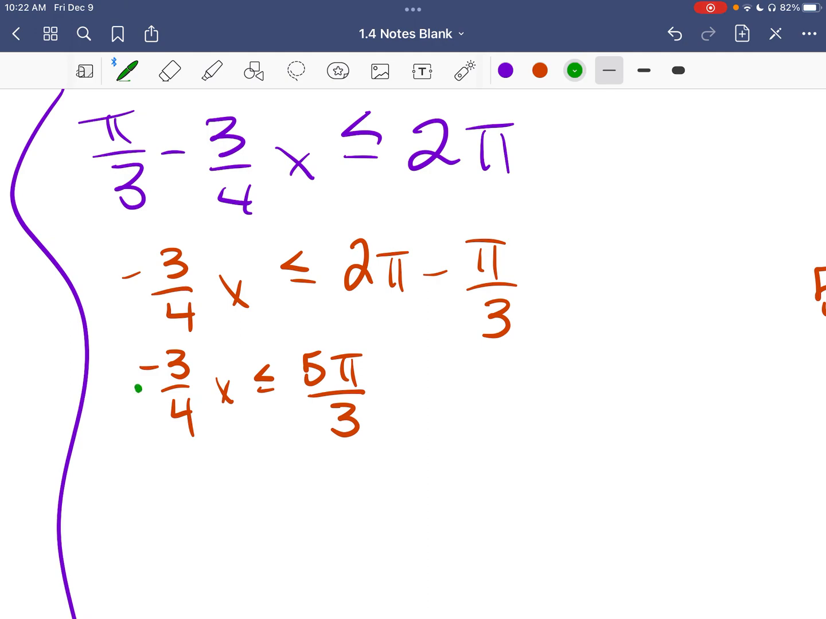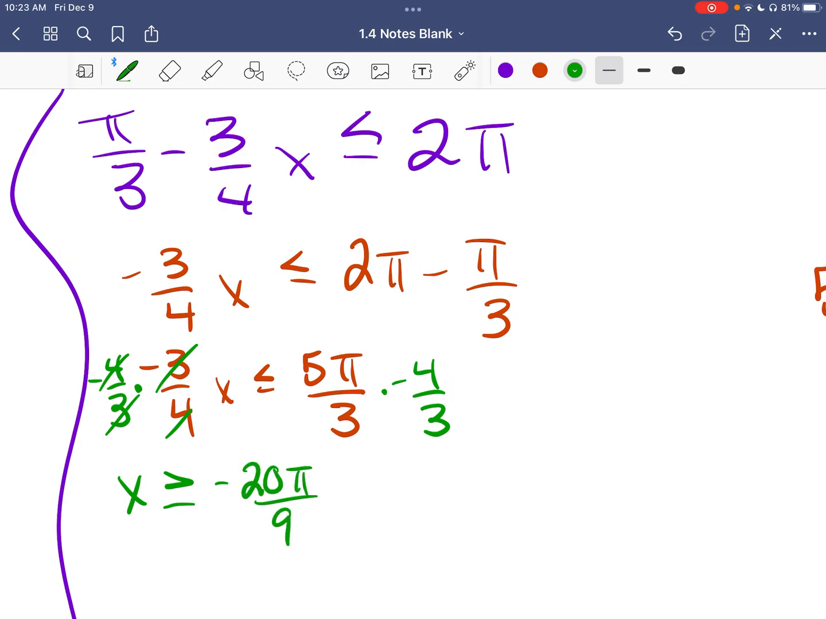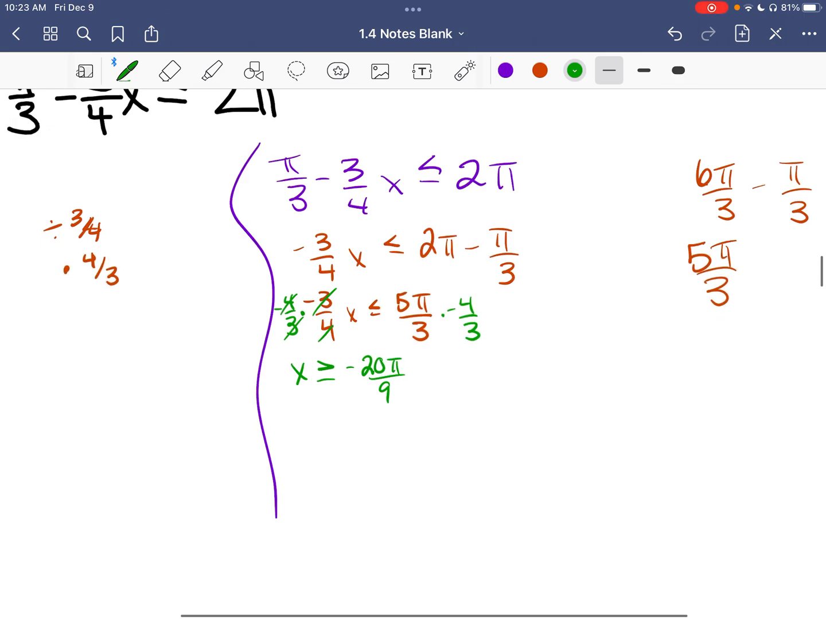We're going to multiply both sides by -4/3. So that would reduce. We get x. We multiplied by a negative though, so our inequality is going to switch. We would have -20 pi over 9. So great number line in the sky.